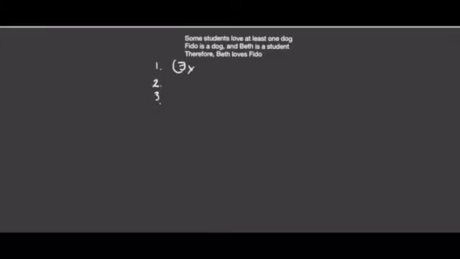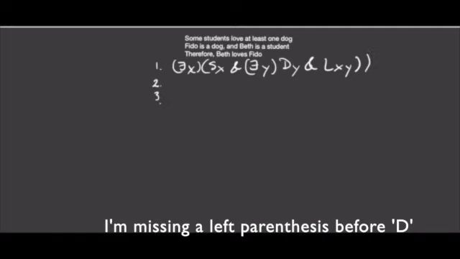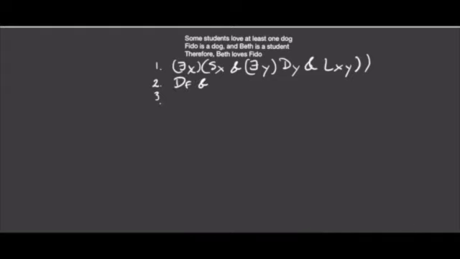There is at least an X that is a student, and there is a Y, a dog, and LXY. Right? Fido is a dog, and Beth is a student. And then the third sentence, the conclusion, is Beth loves Fido, but in order to build the counterexample, we had to deny that.